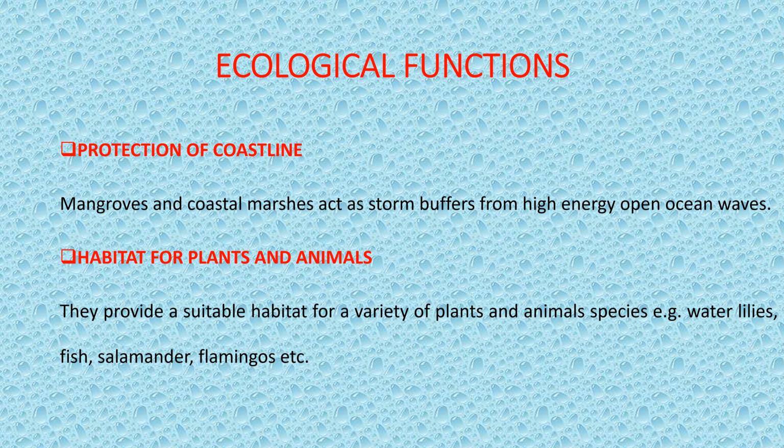Protection of the coastline. Just like in the terrestrial habitat where trees act as natural windbreaks, the mangroves and the coastal marshes act as storm buffers from high-energy ocean waves and winds. Likewise, their roots also hold soil intact, thus dampening the erosive effects of the tides, thereby protecting the coastline from these natural forces. Habitat for plants and animals. Thousands of plants and animal species inhabit the wetlands. For example, the water lilies, the mangroves, water hyacinth, fishes, turtles, water ducks, flamingos, and waterfowl.